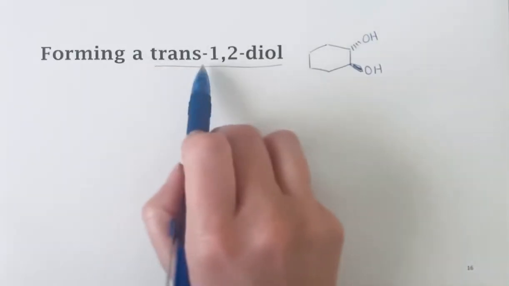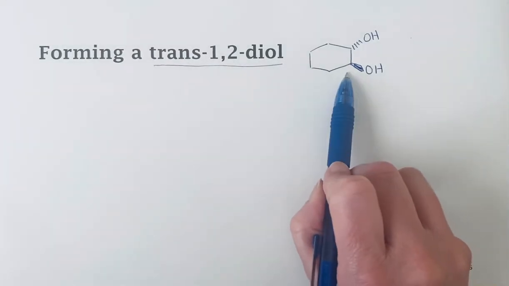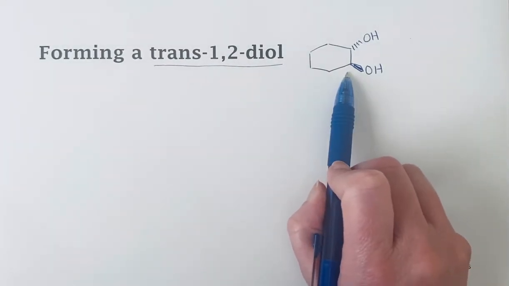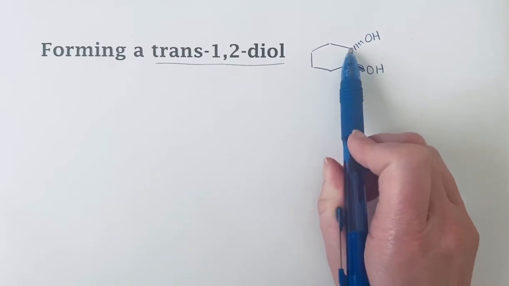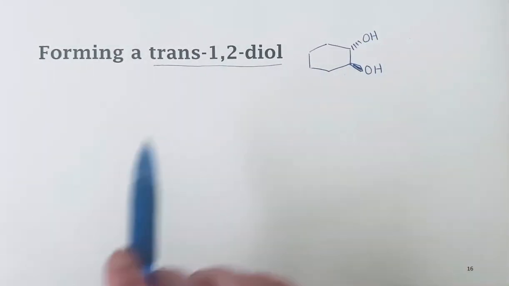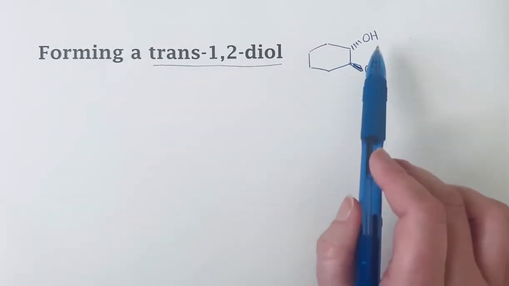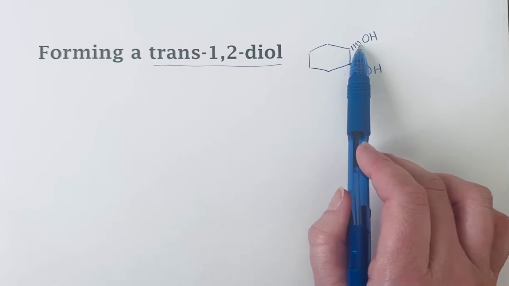So forming a trans 1,2 diol. What we have drawn here is an example of a trans 1,2 diol. So 1,2 because there's alcohols on adjacent carbons, diol because it's two alcohols, and trans tells us that they are pointing in opposite directions. One is pointing away from us and one is sticking out of the plane of the page at us. So how we form a trans 1,2 diol is we do a ring opening of an epoxide.